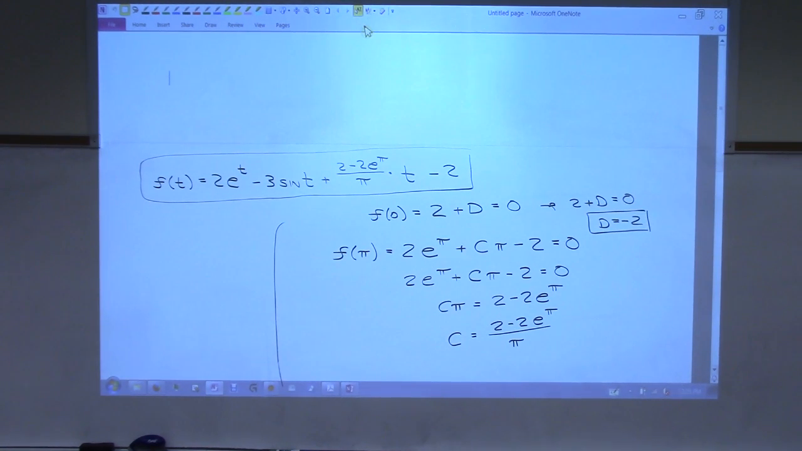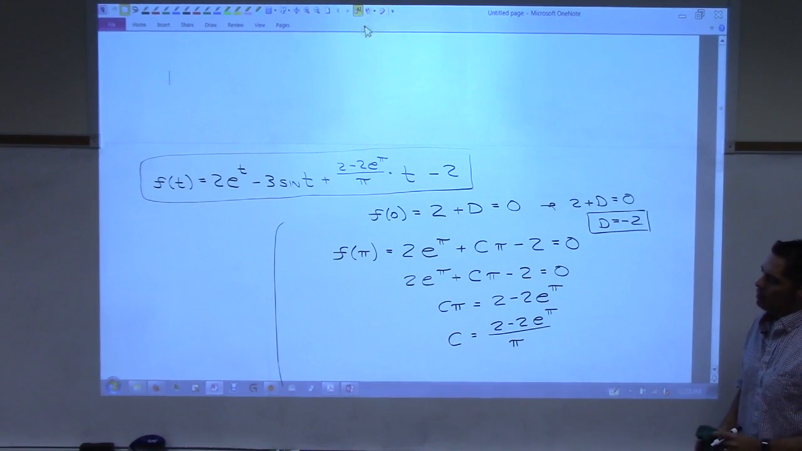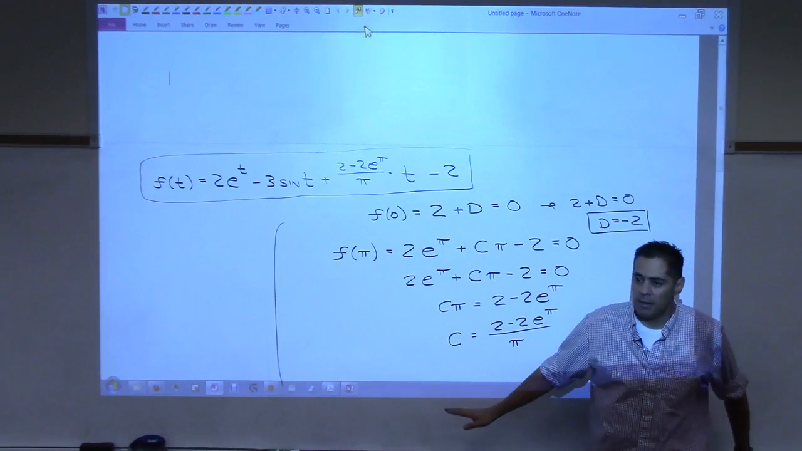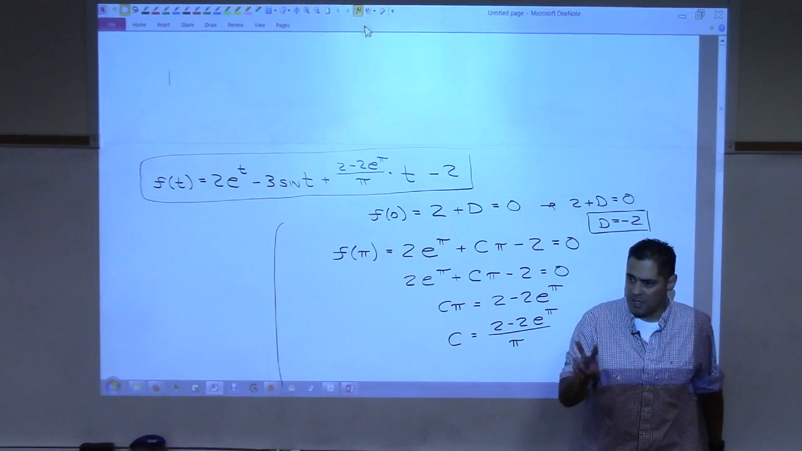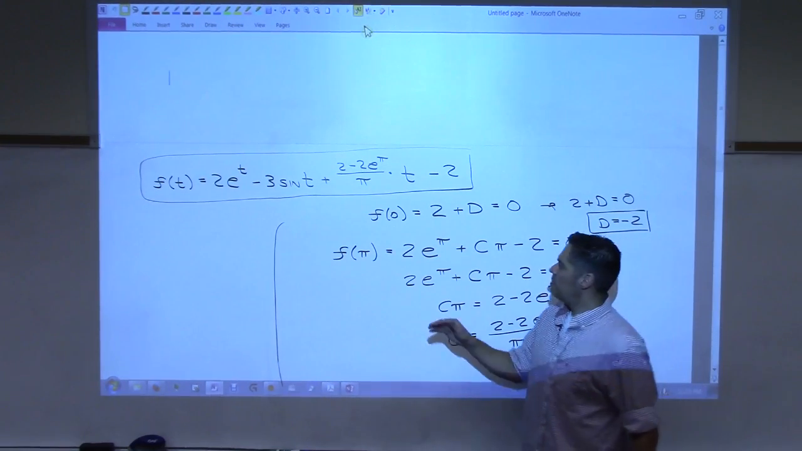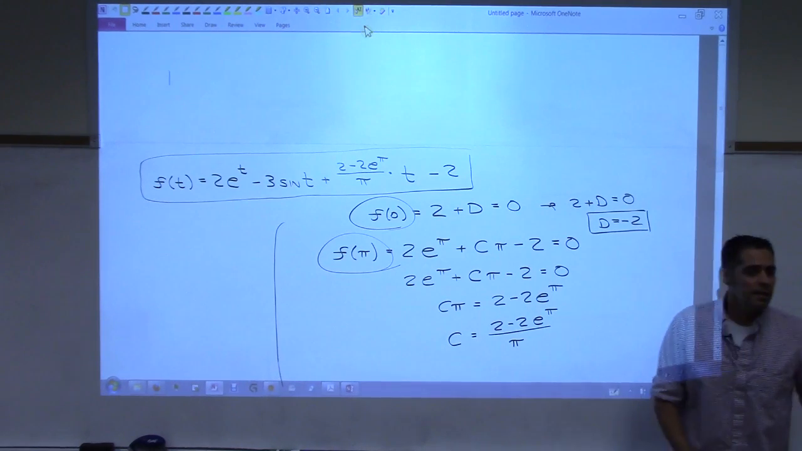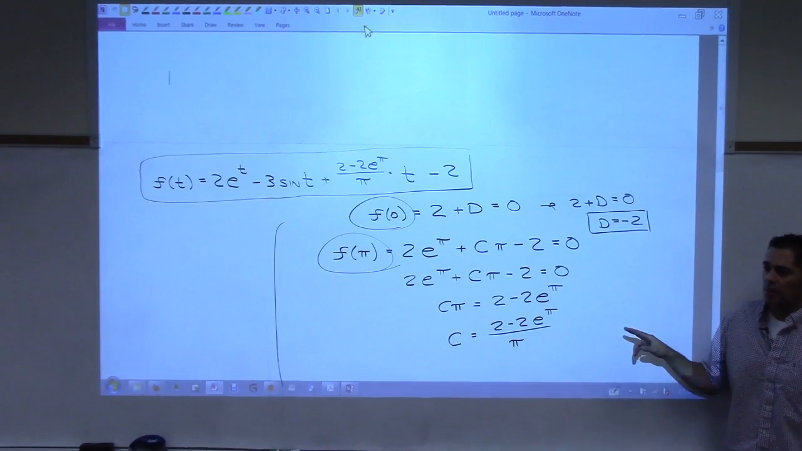Now, it didn't happen in this problem. I was hoping it would. It didn't. When we found f, we needed to know two things, c and d. But we were given two pieces of information, f of 0 and f of pi, that allowed us to get c and d.